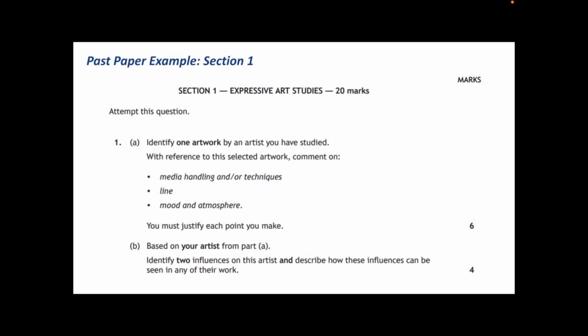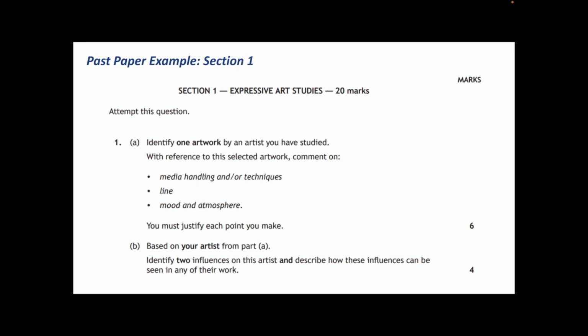We are now going to look at question number 1. The question will have part A, which is 6 marks, and part B, 4 marks. Part A will ask, identify one artwork by an artist you have studied. With reference to the selected artwork, comment on, and it will then give you 3 prompts.